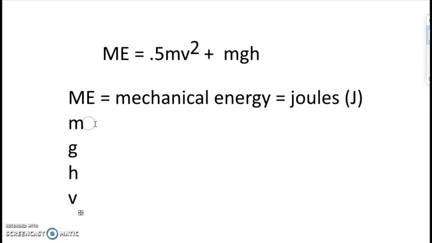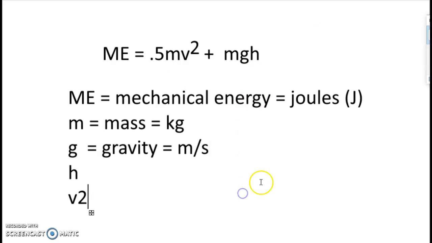The M you should be familiar with. It stands for mass, and mass is always measured in, or the standard unit is kilograms, kg. G is going to be our gravity. This is whatever gravity for the planet you're on. Gravity is measured in meters per second squared because it is a form of acceleration.